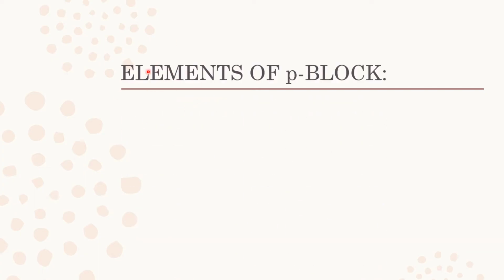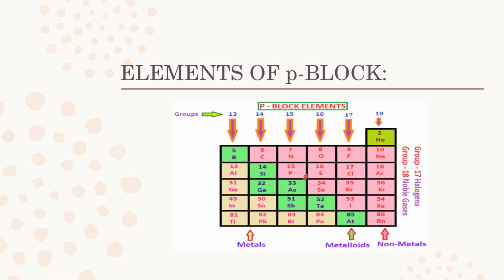Now we are going to see the elements of p block, that is elements present in groups 13 to 18. Now see this periodic table. As we know, group 13 is known as boron family. The boron family consists of boron, aluminium, gallium, indium and thallium. It is symbolized as Tl. And then group 14, that is carbon family, consists of carbon, silicon, germanium, tin and lead.